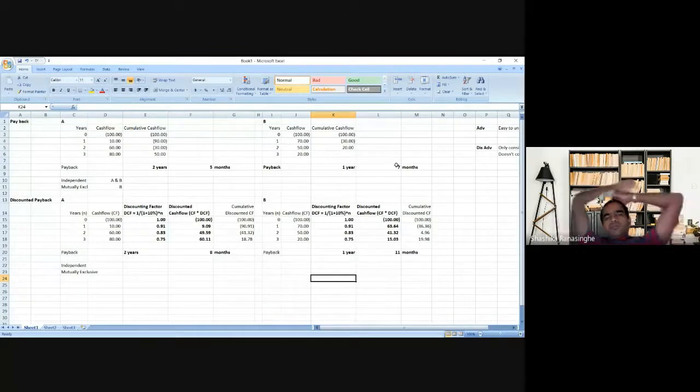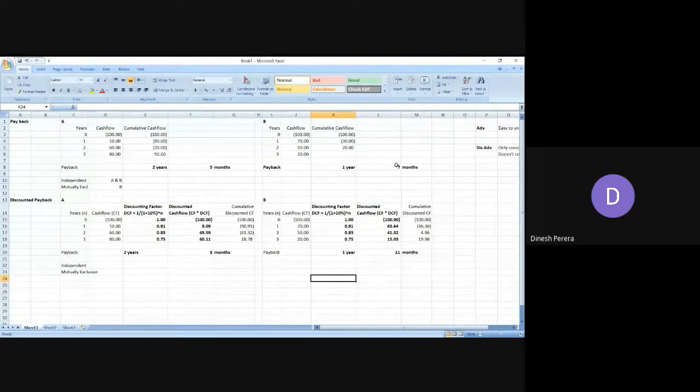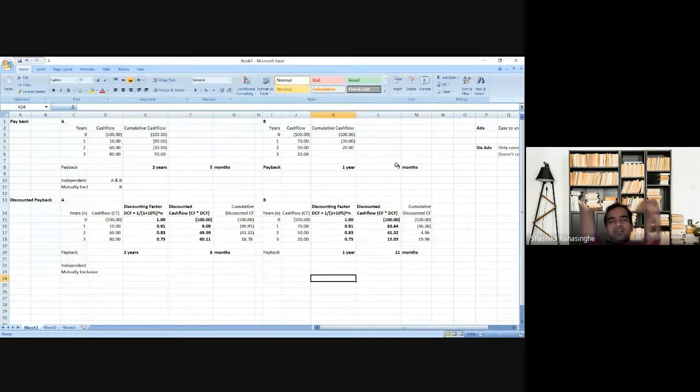Right now, if you observe closely, which one is longer? Payback is longer or discounted payback is longer? Discounted payback is longer. The reason is you're discounting your cash flow, so it takes longer for you to recover the investment. Right. So that is something you need to remember. Discounted payback is longer than the normal payback.